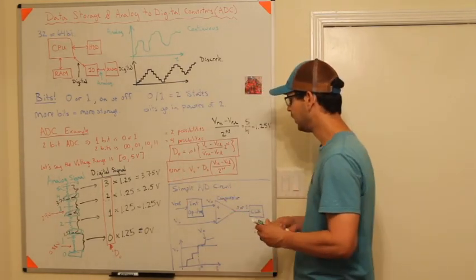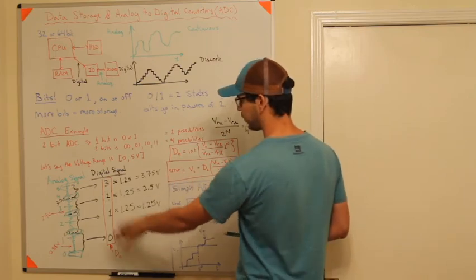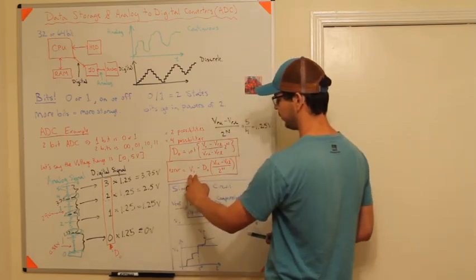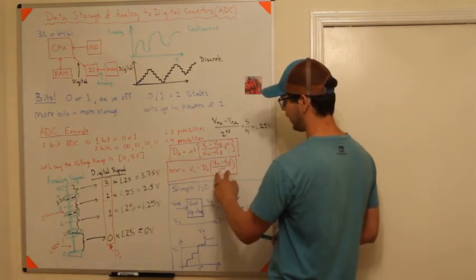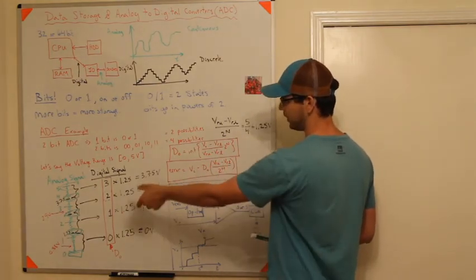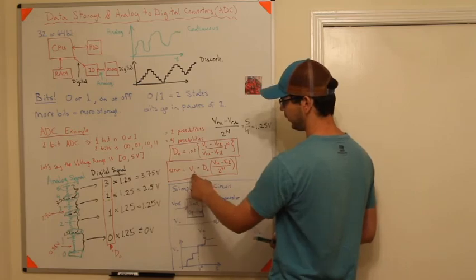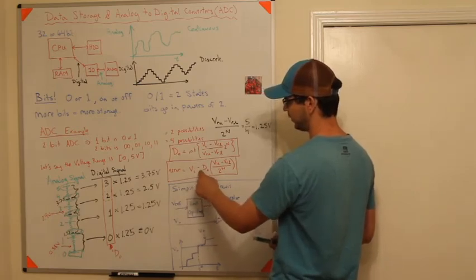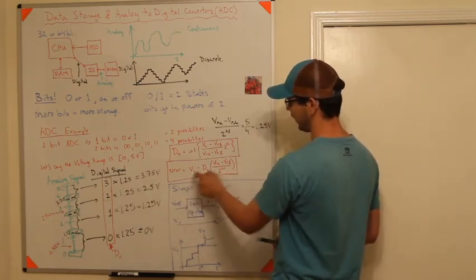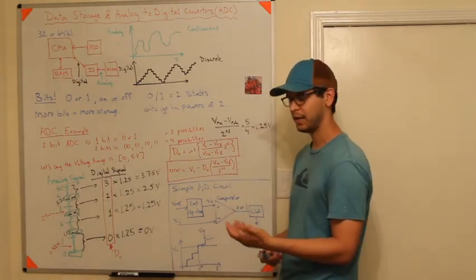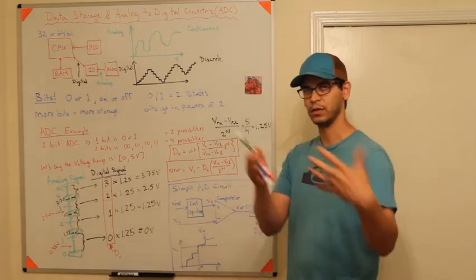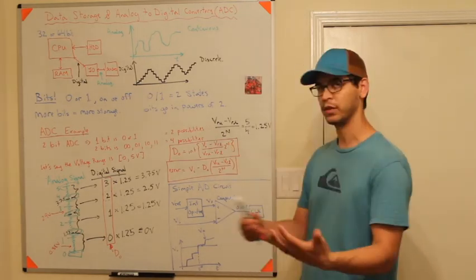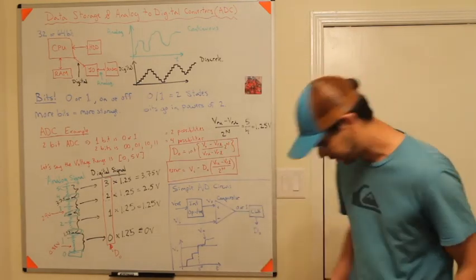Okay? The error in your computation is going to be your input voltage minus that digital output, which you just computed, times that range, that bin width that we computed here. So in this case, it would be 0.88 minus 0 times that 1.25, and you would get an error of 0.88. And that would tell you your error between your input voltage and your converted signal.